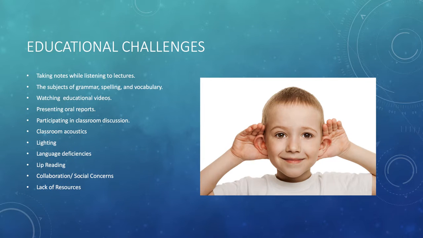It's important to note these challenges, and the acoustics in the classroom could have an effect. If there are bookshelves put in a certain area, they may block the sound waves, so any hearing that they do have would be obstructed by the acoustics in the classroom. Even the lighting matters, because they're heavily reliant on visual cues, and if the lighting isn't appropriate, that can make a challenging environment for them and make it hard for them to lip read. Working with other kids in collaboration projects or social areas could also cause concerns, and there's often just not enough resources.